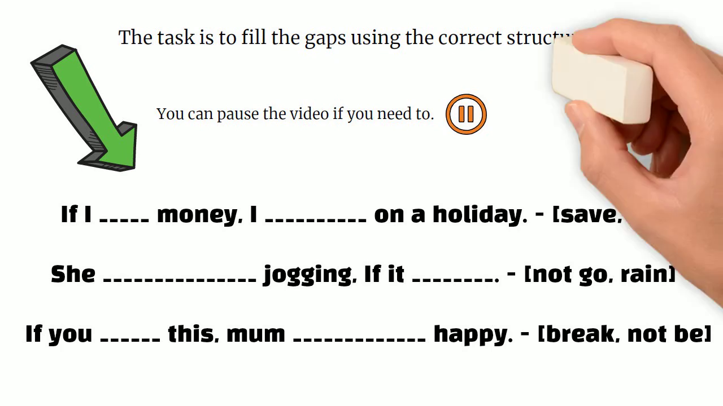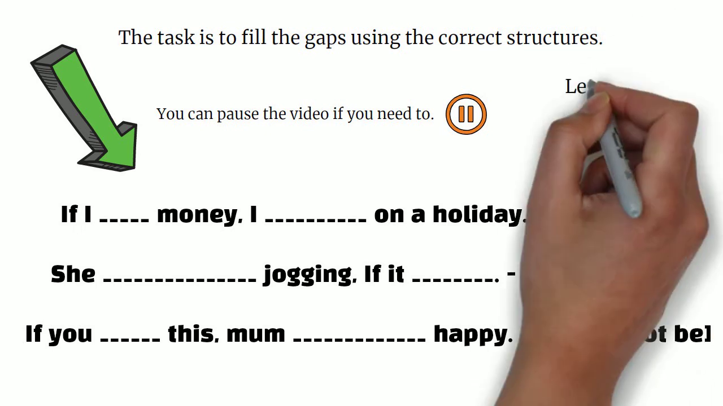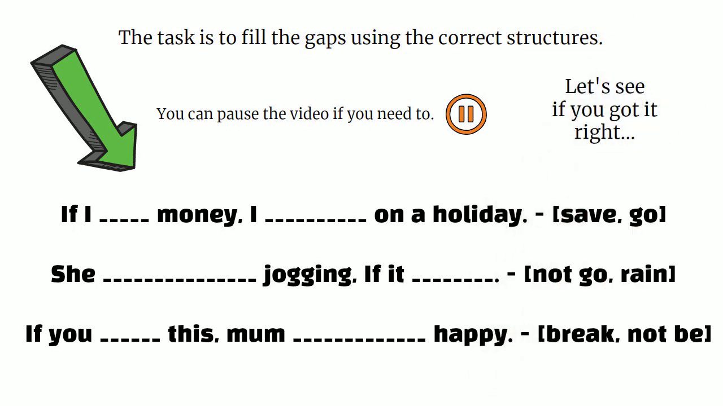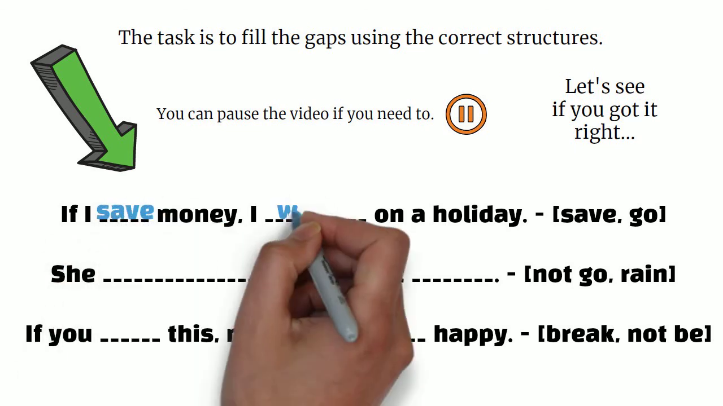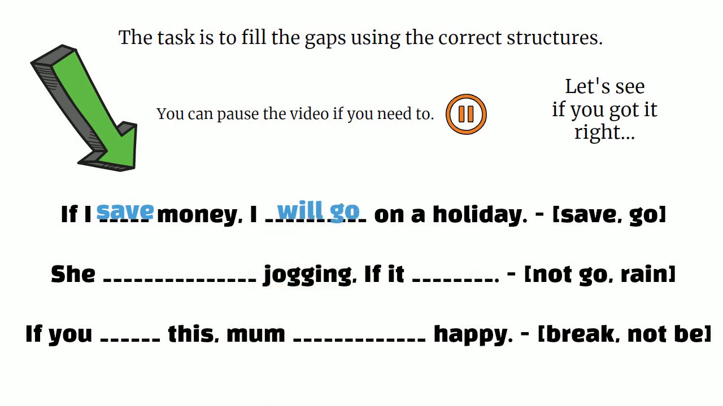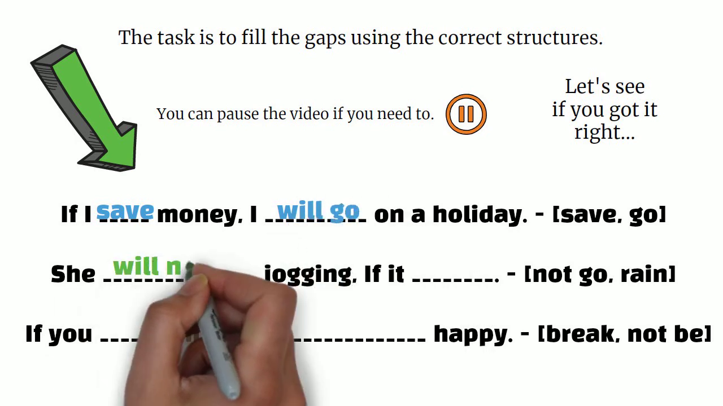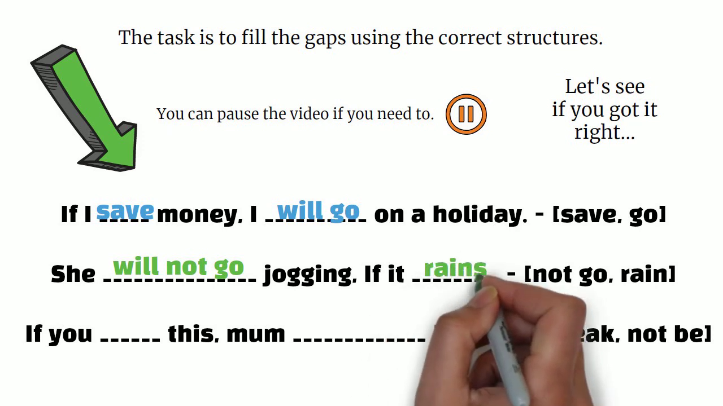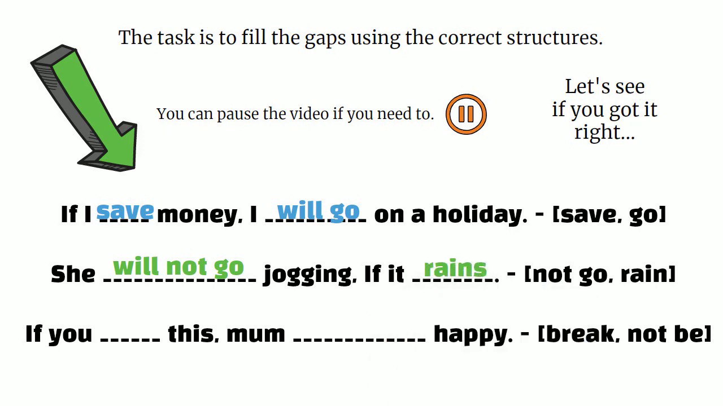Alright, the time is up. Now, let's check if you got it right. Here are the correct sentences. If I save money, I will go on a holiday. She will not go jogging if it rains. If you break this, Mom will not be happy.